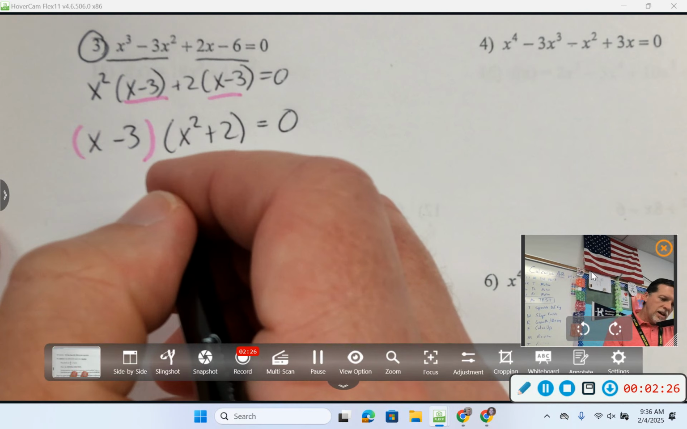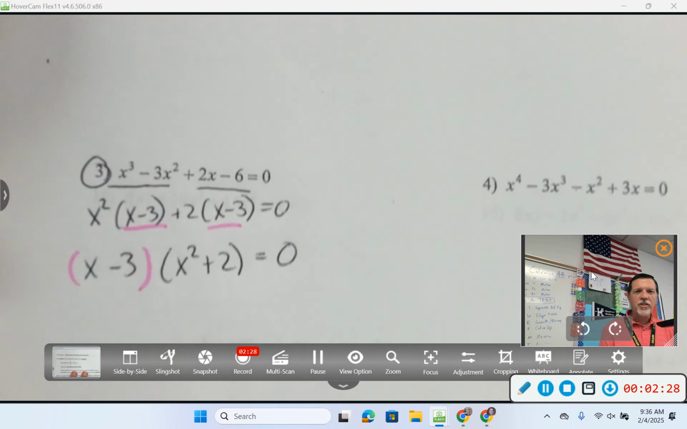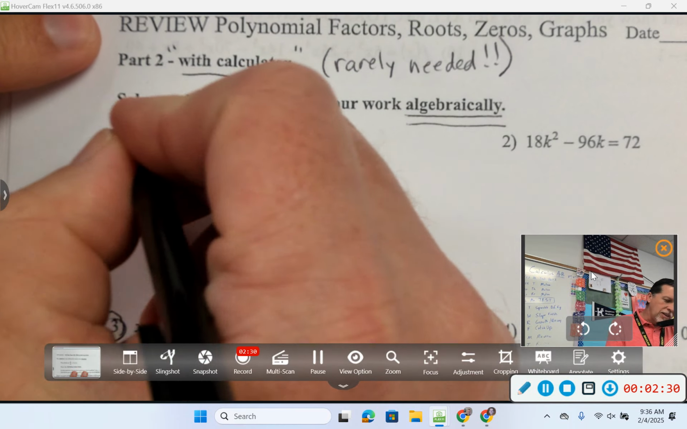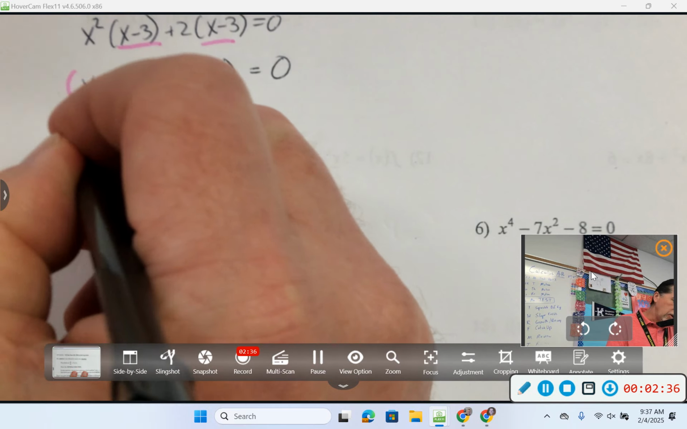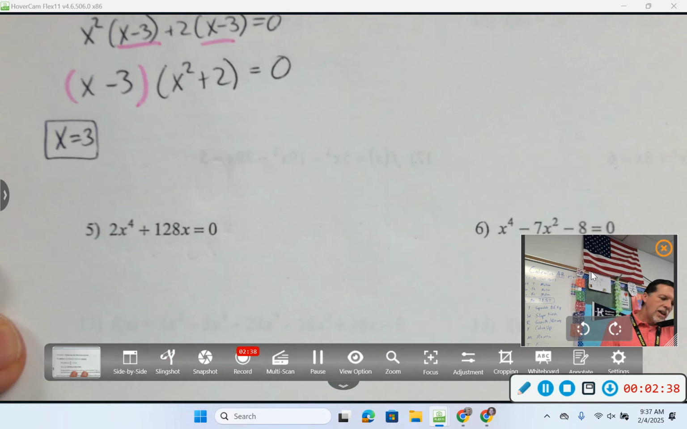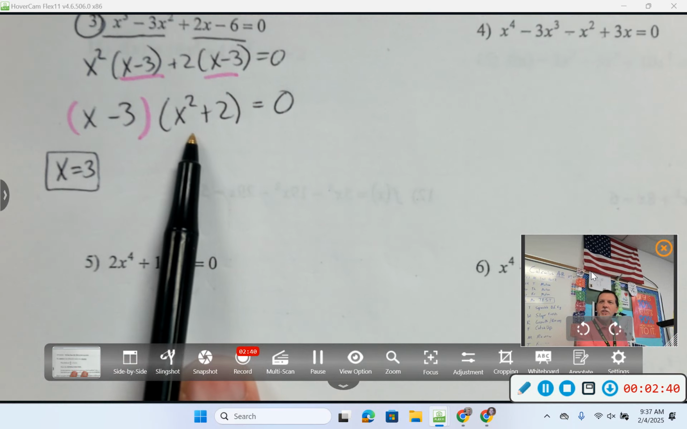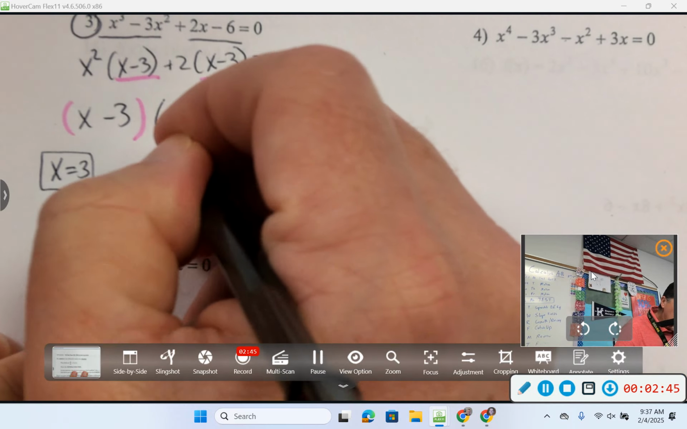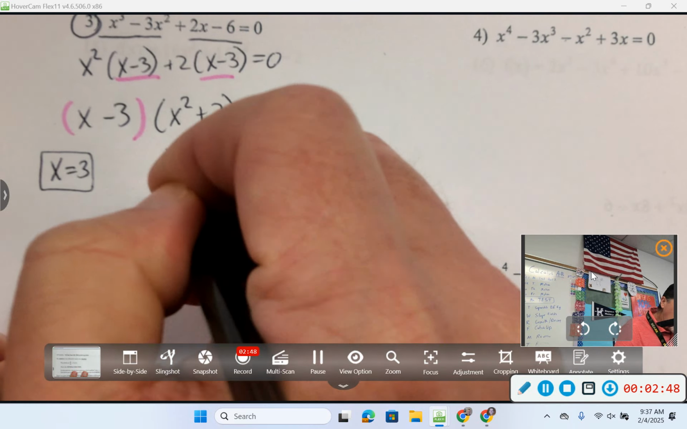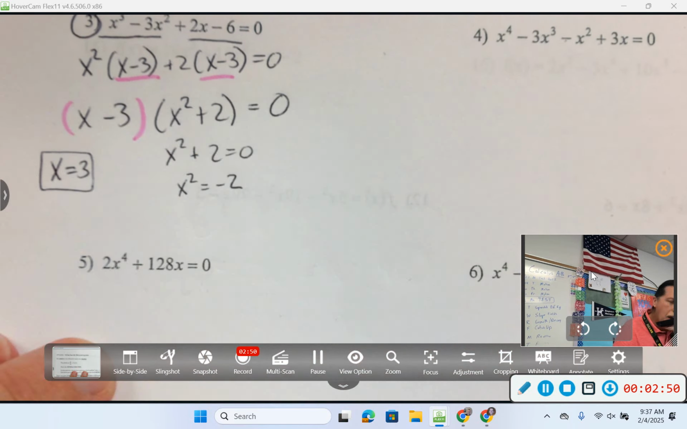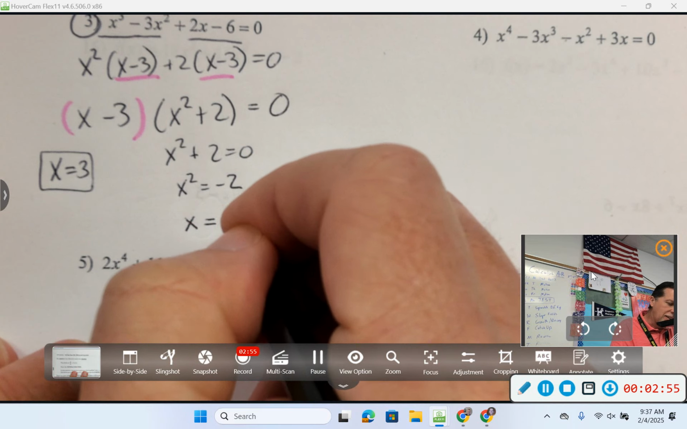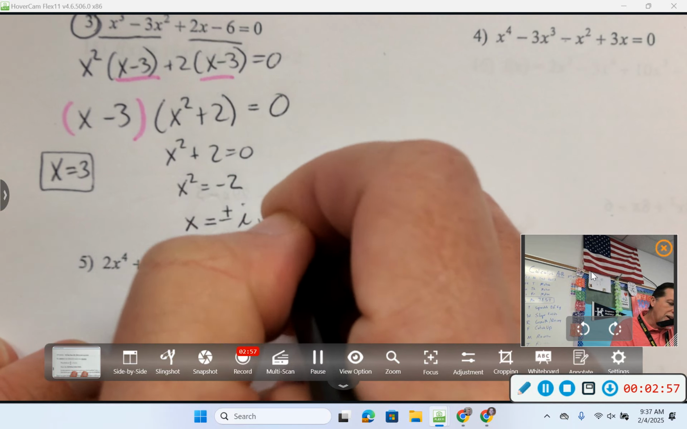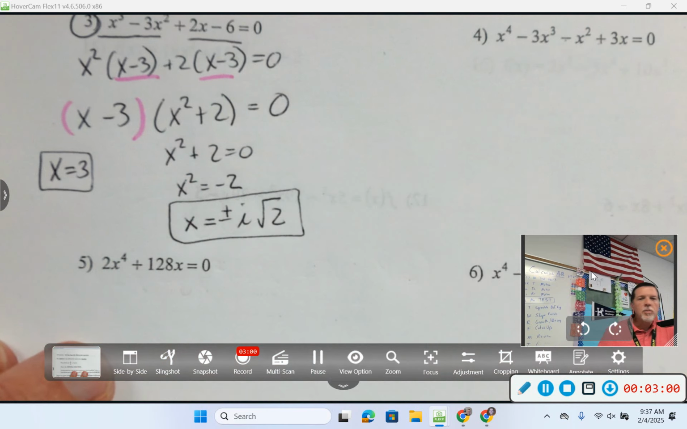So let's back up, make sure we do the directions correct, because we can ask all sorts of things with these. Solve. So I'm just looking for answers. So x equals 3, there's one answer. And some of you are to the point where when you see x squared plus 2, you'll jump straight to the answer. Others of you, probably most of us, should probably set that equal to 0 and show a few steps. And then realize, oh yeah, square root of a negative, that's i. Don't forget the plus or minus. So x equals plus or minus i root 2.